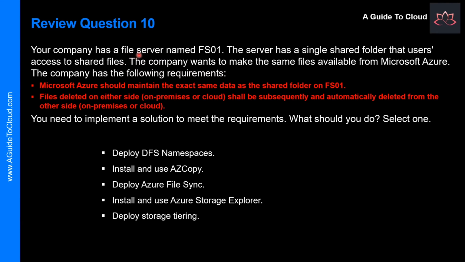Your company has a file server named FS01, and the server has a single shared folder that users access to get shared files. The company wants to make the same files available from Microsoft Azure, and the company has the following requirements. Microsoft Azure should maintain the exact same data as the shared folder. And a file deleted on either side, on-prem or cloud, shall be automatically deleted from the other side. We need to implement a solution, and we need to select one answer.